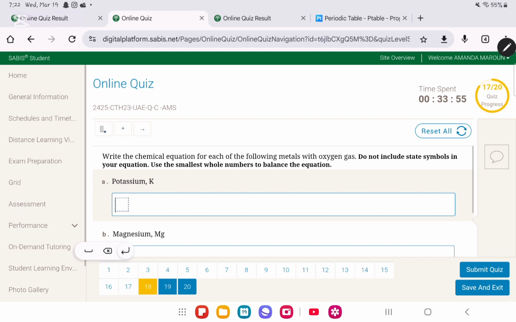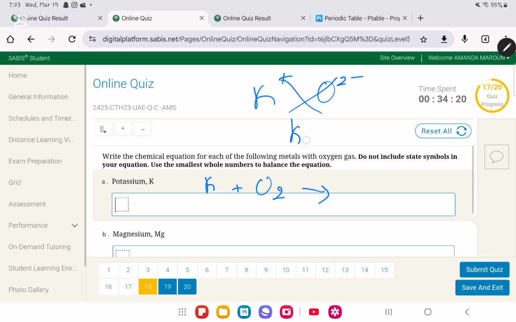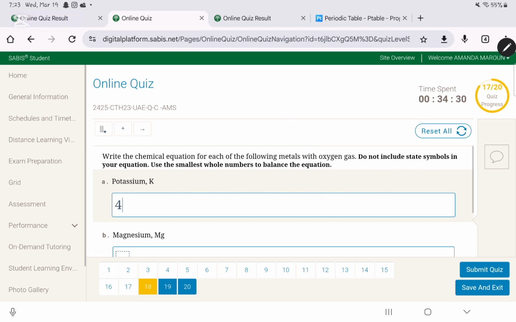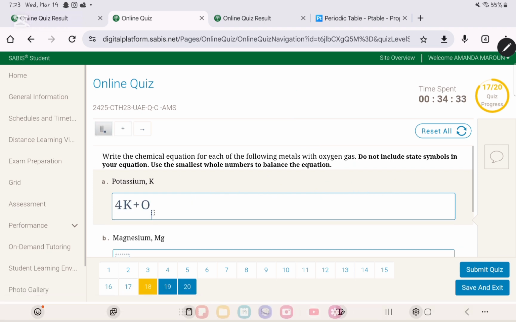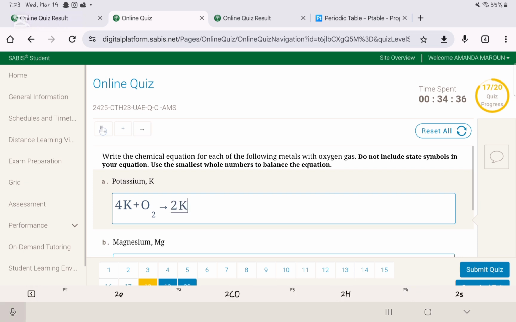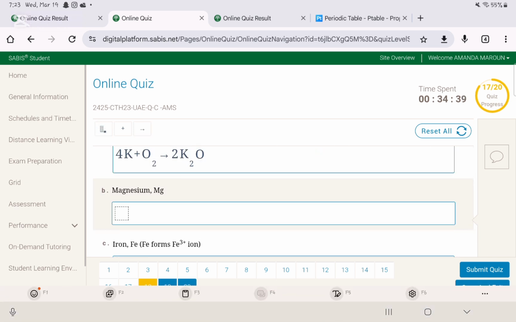We'll move on to question number 18. Here we have: write the chemical equation for each of the following methods with oxygen gas. Do not include state symbols in your equation. Use the smallest whole numbers to balance the equation. So we have potassium, K, will react with oxygen to form. We know that potassium's ion is K plus, and oxygen's ion is 2 minus. So K plus, O 2 minus, do the crisscross method, you will get the product, which is K2O. As you can see, it is not balanced. So to balance it, we will add a 4 over here and a 2 over here. So very simply, it is 4K reacts with O2 to form 2K2O.